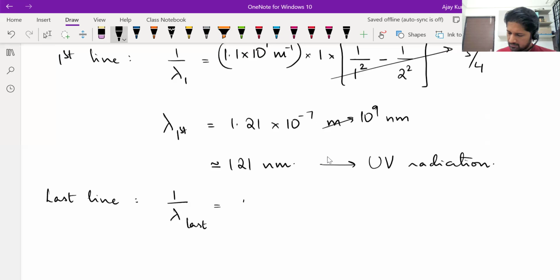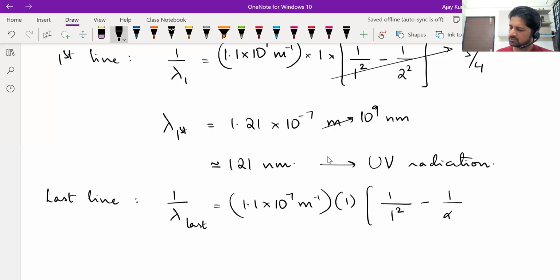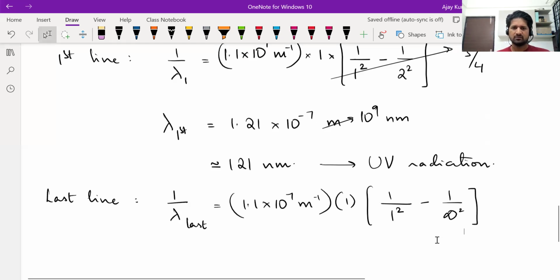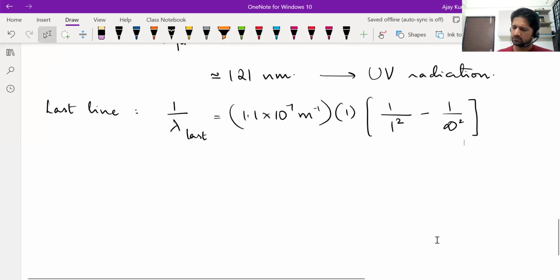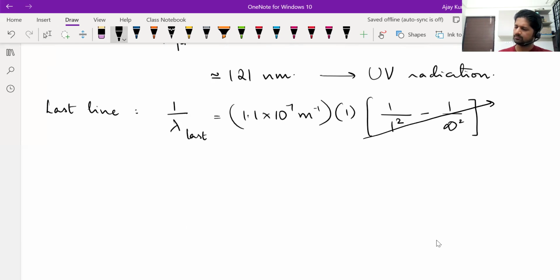The formula is the same. R Z square, 1 by n2 square, the final orbit is the first orbit itself, minus 1 by n1 square. The initial orbit is infinity. This is quite easy actually, I don't have to wait for you to solve. Invert it: 1 by 1 minus 1 by infinity, which is 0 anyway. So this whole bracket becomes 1.